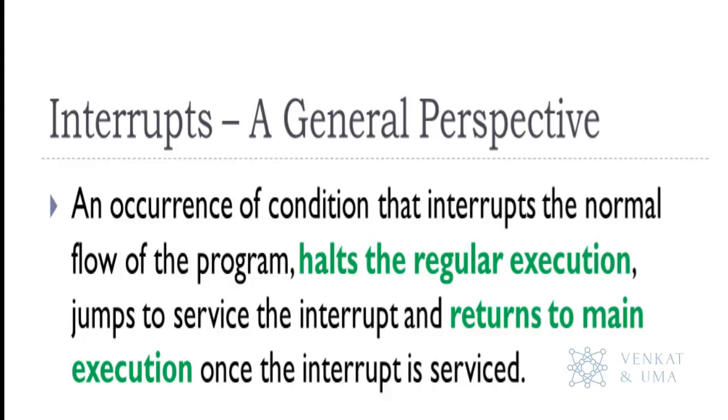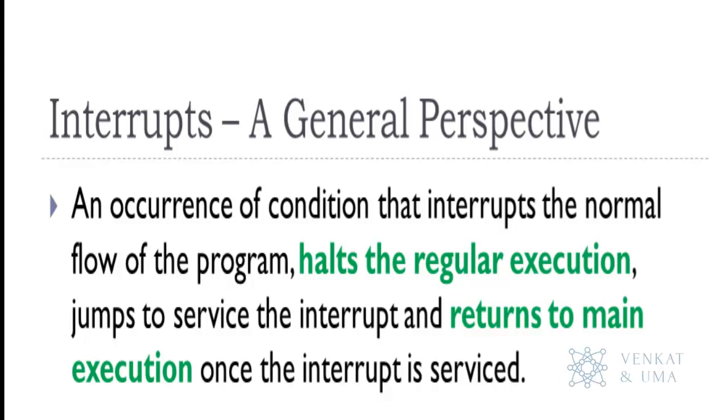So what do I mean by normal flow of program? There is a main program which is in execution. For example, grading of your 50 papers. That is your main execution. So what is an interrupt here? A student raising his or her hand, or a group of students raising their hands. So that is an interrupt. So what is this interrupt doing? Disrupting, halting, pausing the normal flow of the program, that is your correction or grading of your 50 papers.